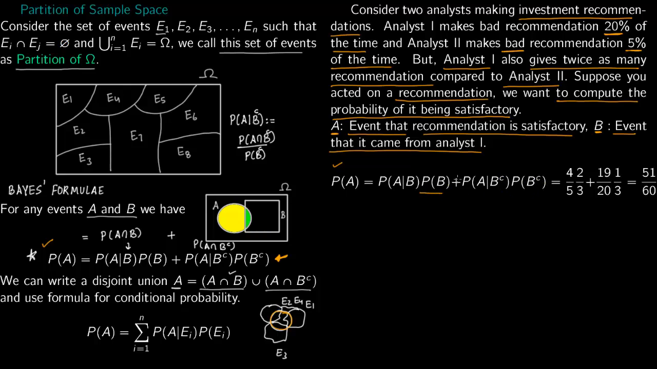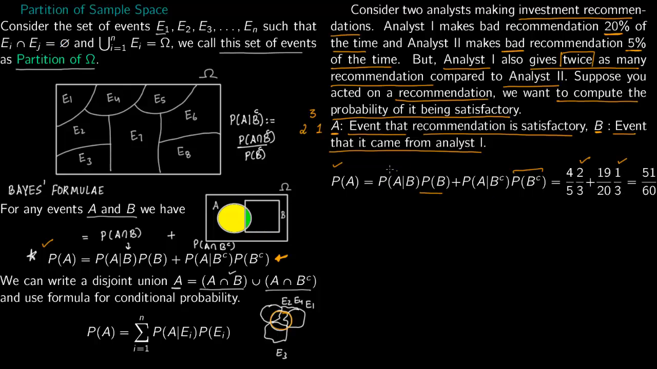So first, what is the probability of B? So the event that it came from analyst 1. Analyst 1 is twice as productive as analyst 2. So if there are 3 recommendations, 2 will come from analyst 1 and 1 will come from analyst 2. So probability of B, the event that it came from analyst 1, is 2 by 3. So 2 out of 3 recommendations. And B complement is, obviously there are 2 analysts, so if it did not come from analyst 1, it has to come from analyst 2. So B complement means it came from analyst 2, which is 1/3.